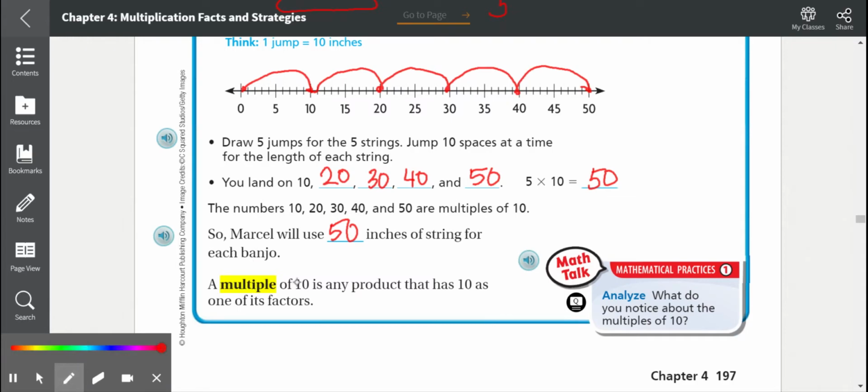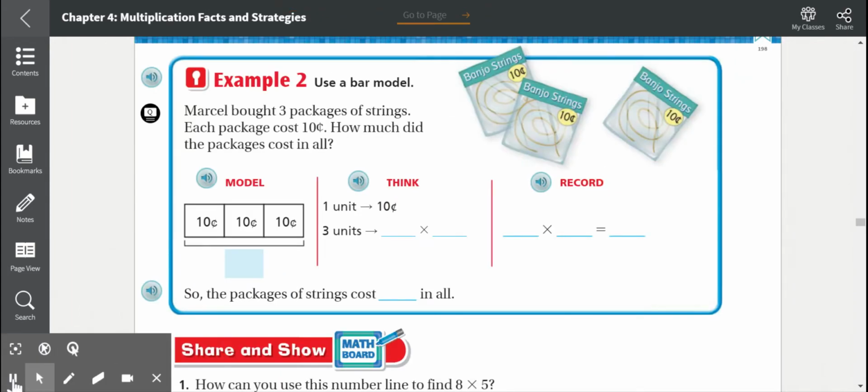A multiple of 10 is any product that has 10 as one of its factors. So that's just like saying any number times 10, this would be a multiple. Okay, on the next page.